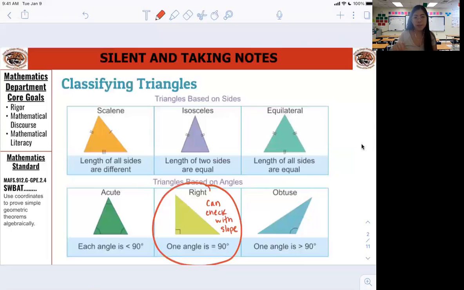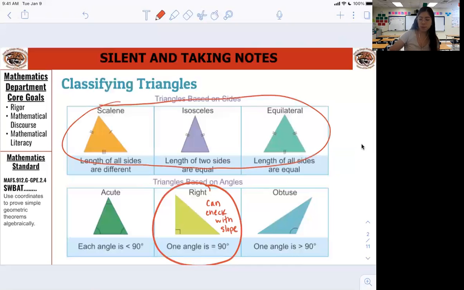So there's one of these that we can check using slope, but what we're mostly going to focus on is these three at the top, which we can check using the distance formula. Because we know that depending on how long each side is, it's going to fit into a different category. If all three sides are the same length, then it's equilateral. If two of them are the same length, it's isosceles. And if all three are different lengths, it's scalene.